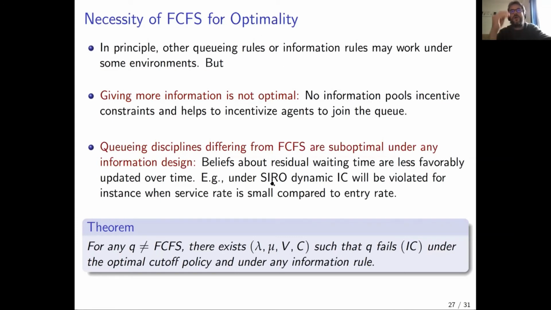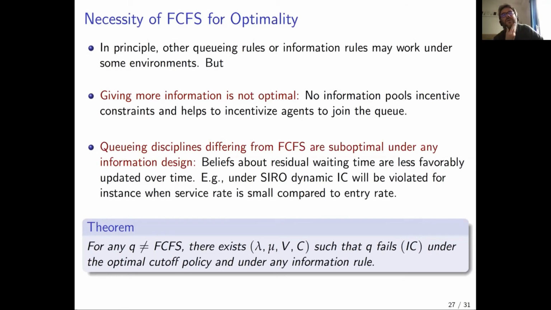And so if you come back to 0, I already gave an intuition. Under 0, what happens is that as time passes, if the arrival rate is large, for instance, and I haven't been served for a while, then I'm becoming pessimistic on my residual waiting time, and I'm going to be willing to leave the queue, even though I shouldn't do that at the optimal solution.